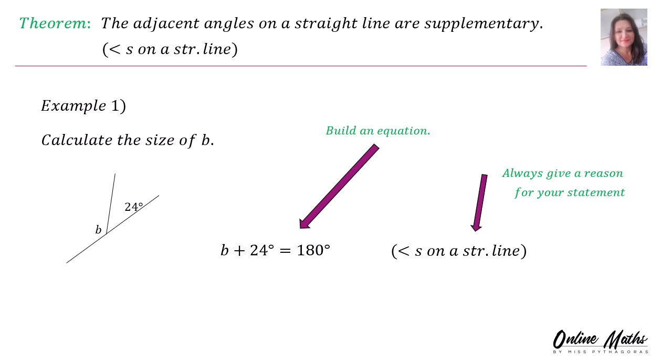And then back to your little equation over here. Now you solve B. Can you remember when we dealt with equations? To solve B, we will subtract 24 on the left hand side, and what we do on the left hand side we do on the right hand side. Therefore B is 180 minus 24. B is 156 degrees.